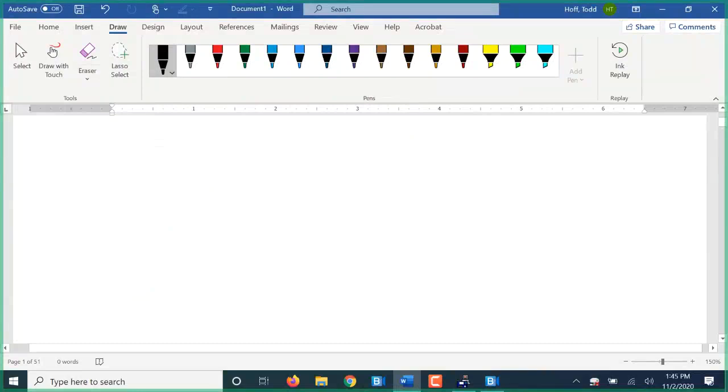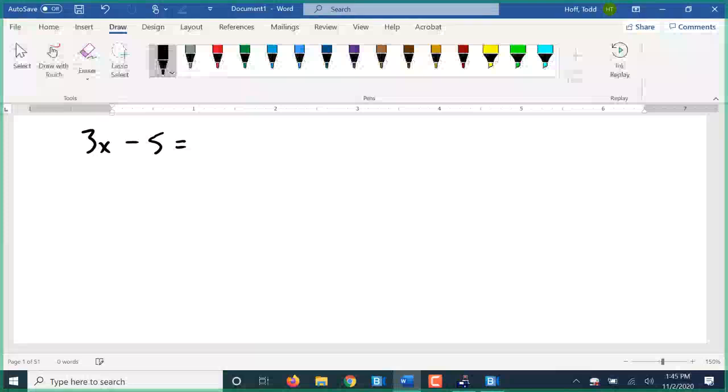Okay, time for you guys to try a couple in your notes. So 3x minus 5 equals 7. And 47 equals 4x plus 3. I'll give you a minute or two, then we'll go over those.